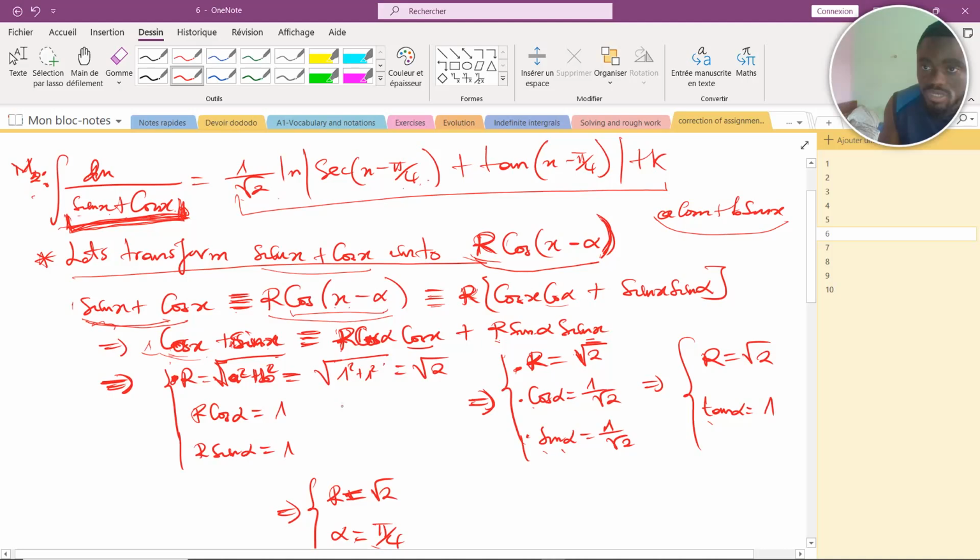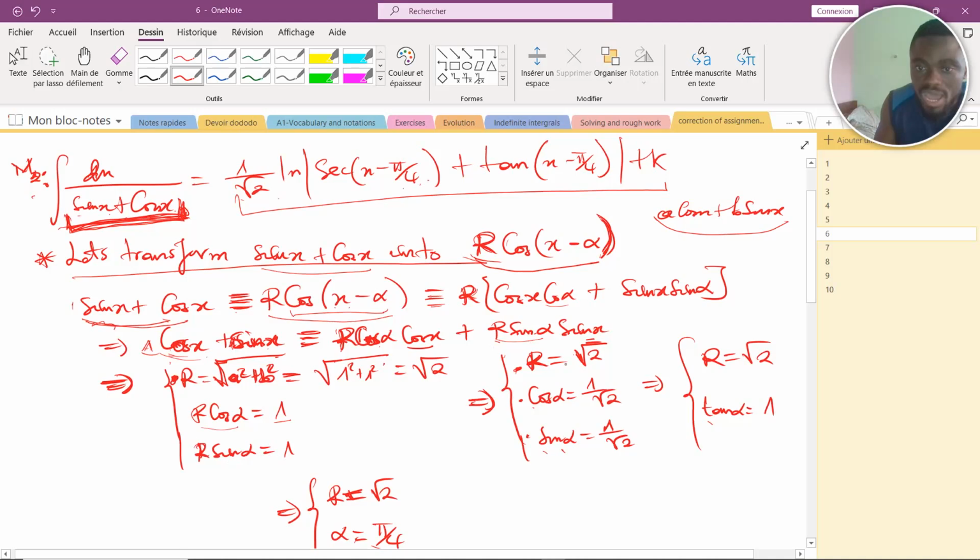Root 2. Is that okay? The next thing is what? There is cos here and there is cos here. This means this one must be equal to R cos alpha. R cos alpha equals 1. Is that okay? There is sine x here and there is also sine x here. So the constant here must be equal to R sine alpha. So that's why I wrote R sine alpha equals 1.